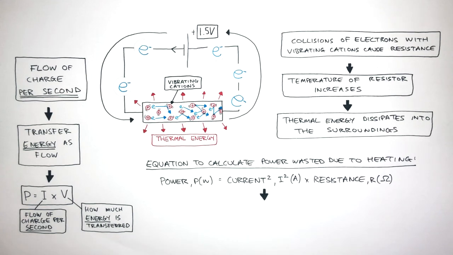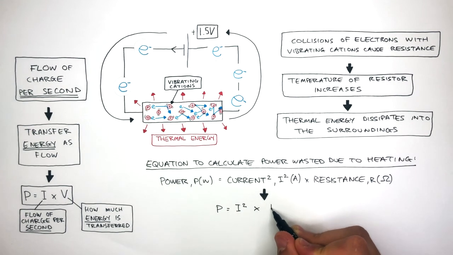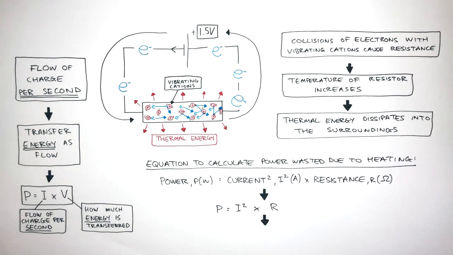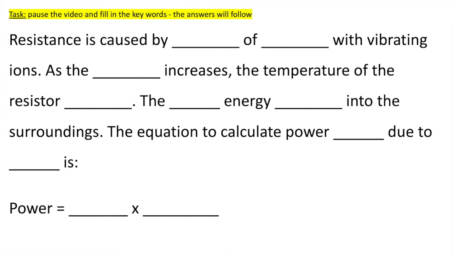We can write this equation just using the symbols, where P equals I squared times R. We can simplify this equation by writing P equals I times R. This equation tells us how much power is wasted due to heating. Pause the video here to practice the keywords. The answers will follow.